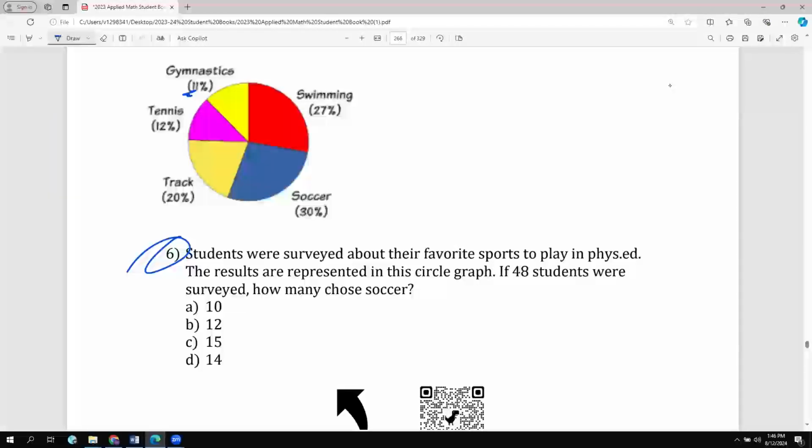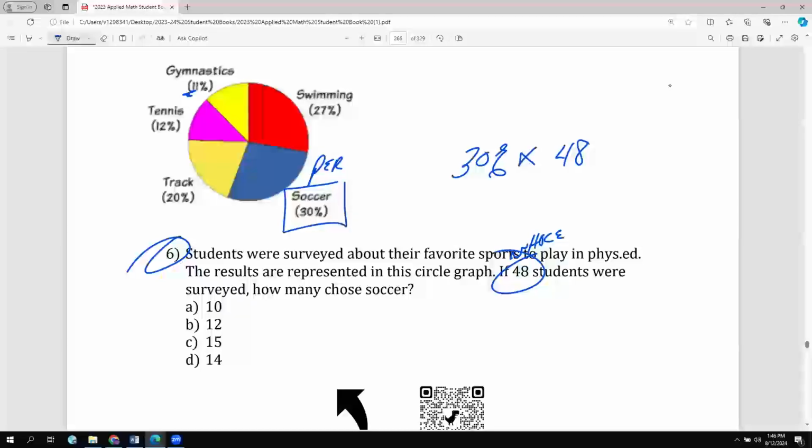All right, so here we go. First off, soccer is what they're talking about. I see that 30% of the people chose soccer, and it's 30% of the 48. So here is my part or percentage, and here is my whole. What do I do with those two numbers? I multiply them. So my math problem is going to be 30% times 48. The answer that I should come up with, I think, is close to 15.